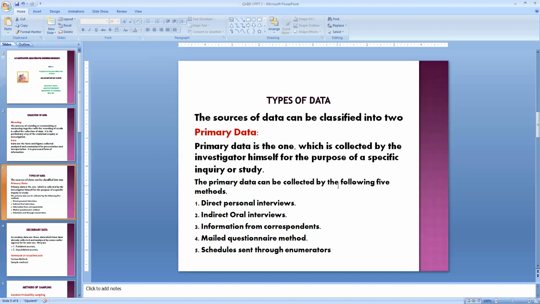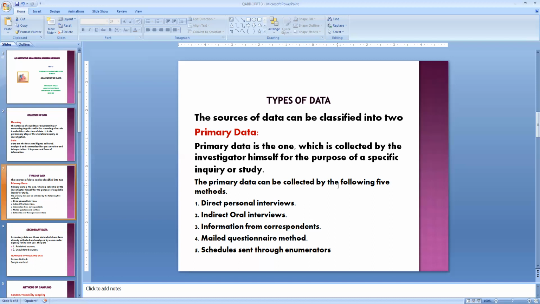And the primary data are collected in five methods. One is the direct personal interview. What does the direct personal interview mean? The persons from whom information is collected are known as the informants, the people who give the information. The person who collects is called the investigator. The investigator personally meets them and asks questions for the necessary information, and it is a suitable method for an intensive rather than an extensive field of survey. That is called the personal interview type.